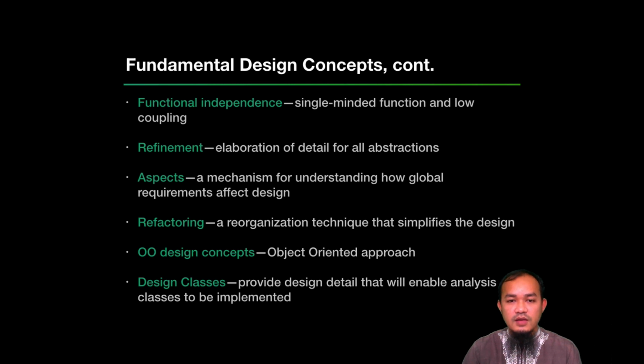Refinement: elaboration of detail for all abstractions. The abstraction should have more detail that explains it. Aspect: a mechanism for understanding how global requirements affect design. This is the aspect that comes into concern when you want to design something. It is what you have to understand before you do the design from the requirements. Refactoring.